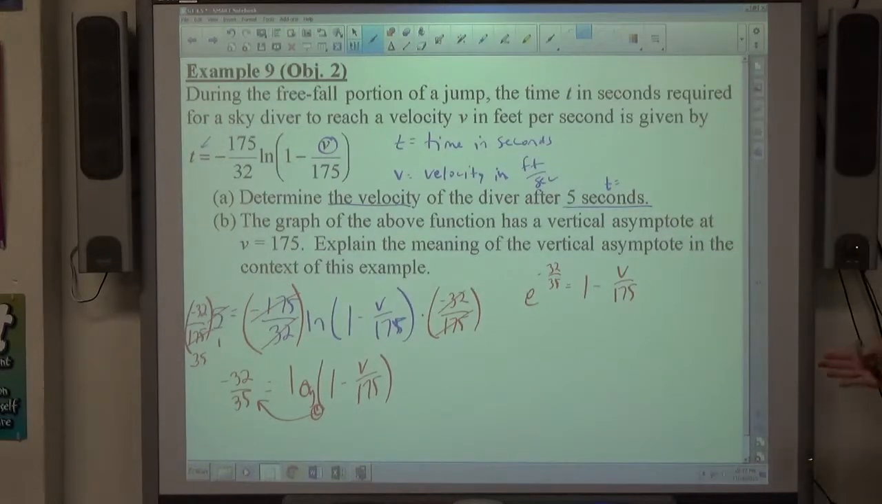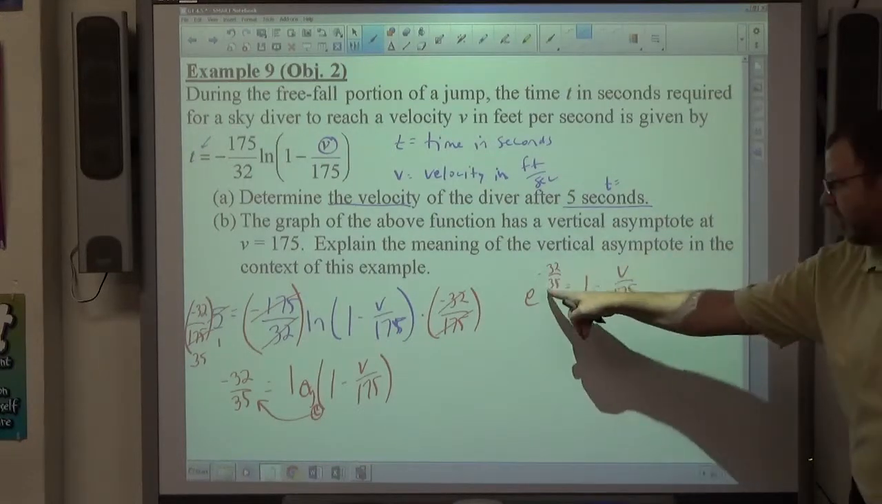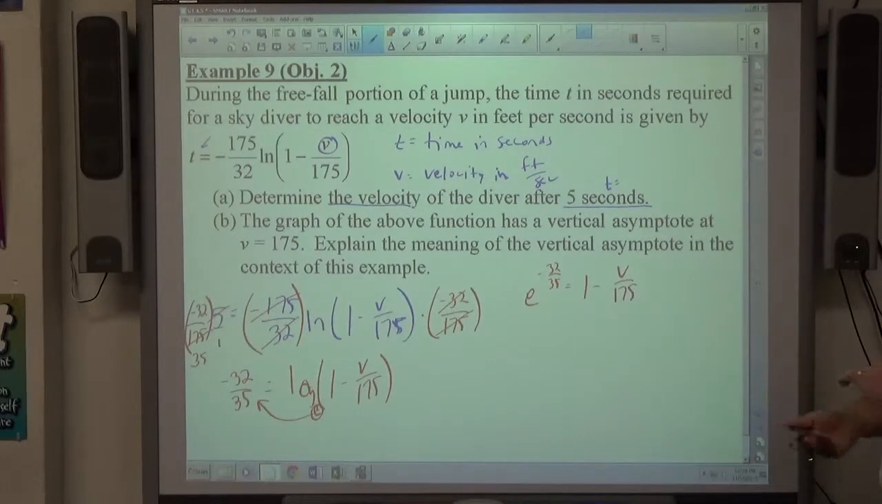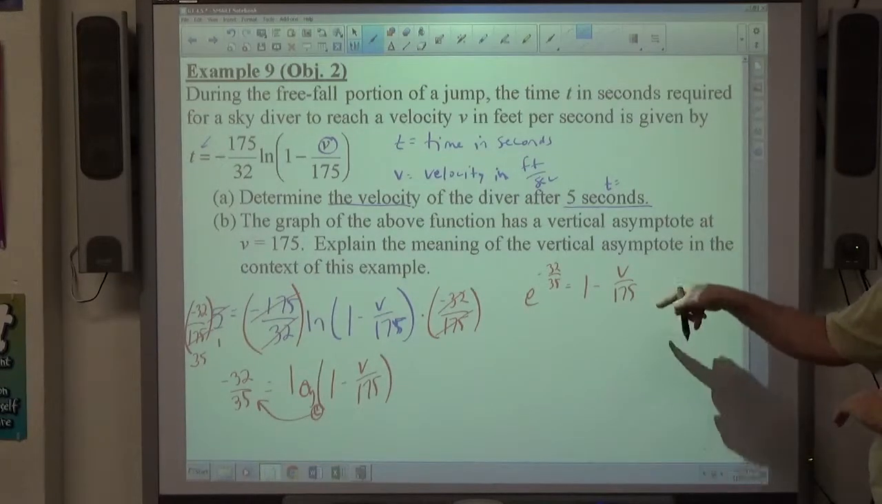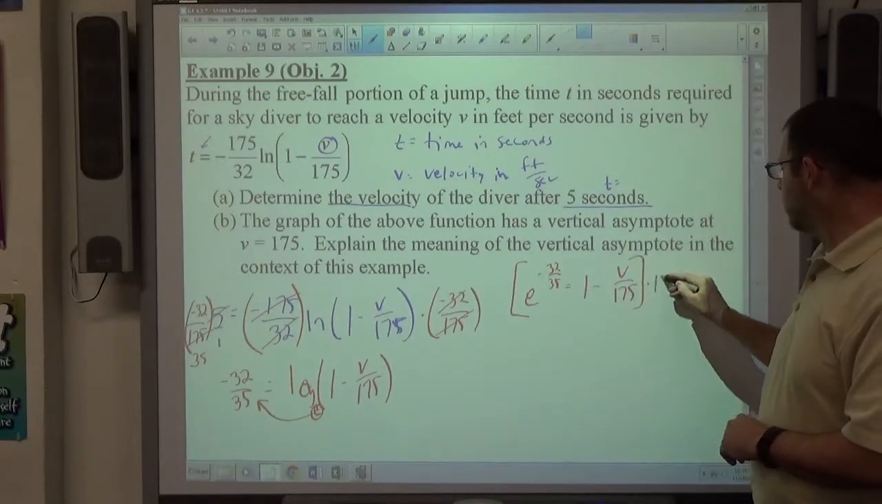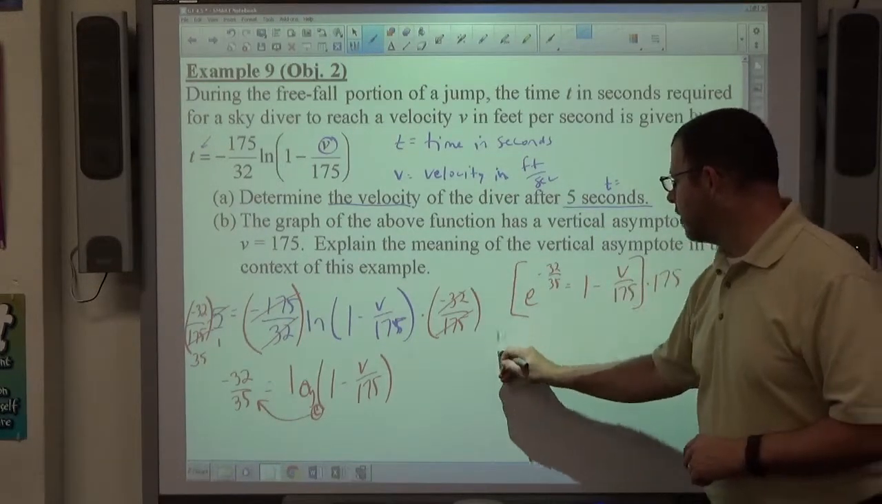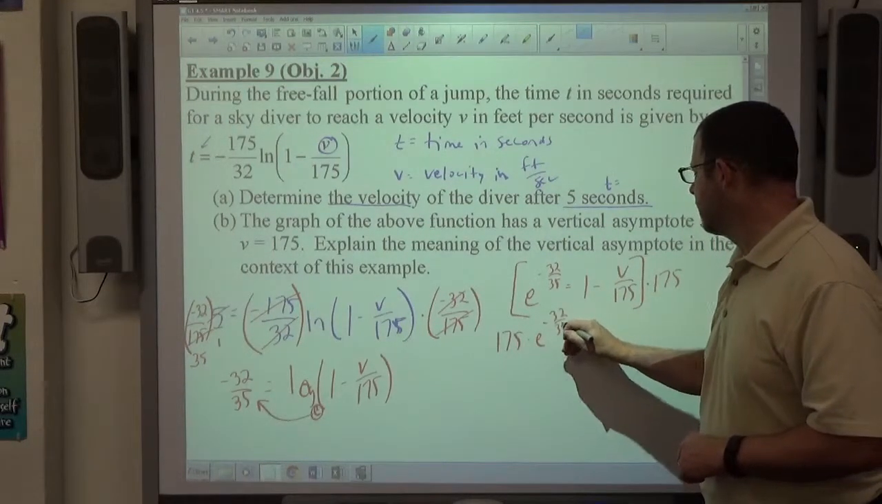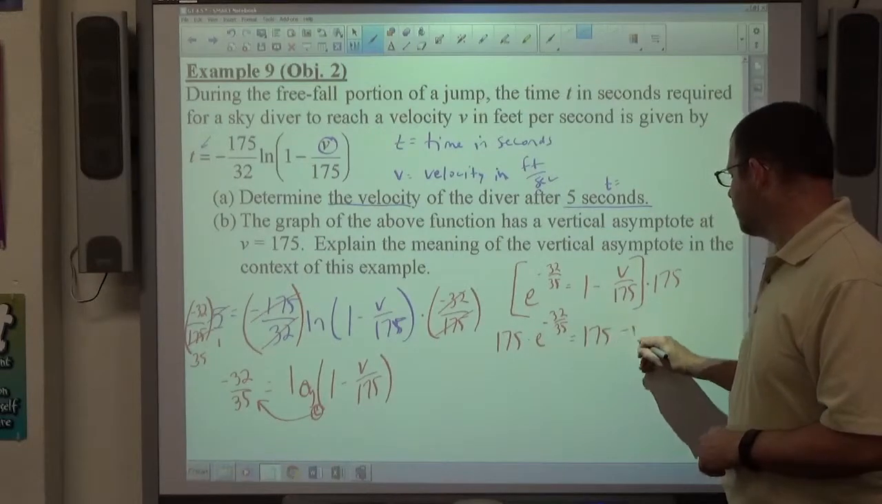Now, one thing that throws off students in Geo Trig right now is that e is a number, not a letter. Okay, it is a letter, but it's representing a numerical value. So this is a number, this is a number, this is a number, this is what we're looking for, v. I would probably multiply by 175 right now, just to get the v not over 175. Doesn't matter when you do it, but 175. So I'm going to get 175 times e to the negative 32 35ths equals 175 minus v.